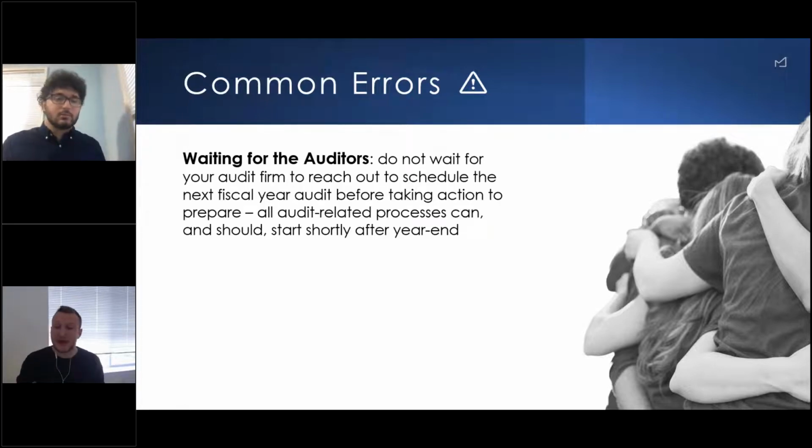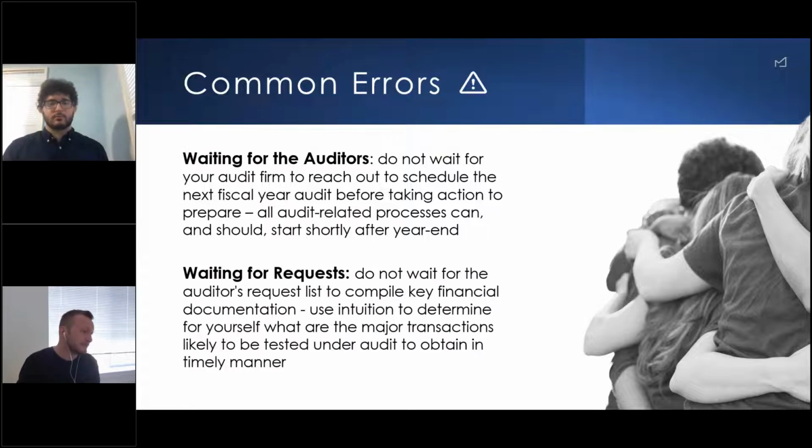The first one is to not just wait for the auditors. If you have an annual audit, do not wait for your audit firm to reach out to schedule the audit and then use that as a trigger point to take some action. We should always be looking to make sure that our numbers, our documentation and our record keeping are sound and up to date throughout the year, not just at the end of the year when the auditors have said that it's time for the audit.